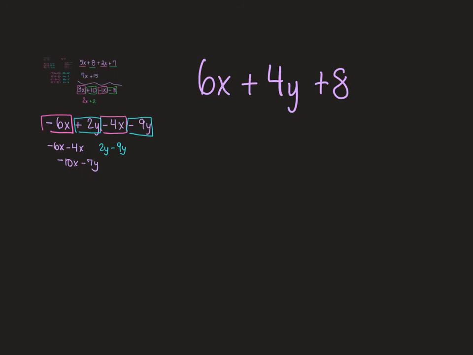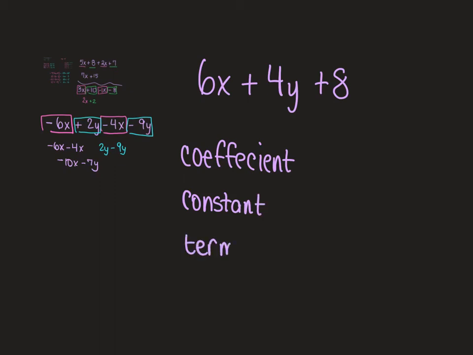Okay, we have some vocabulary. We need to learn what coefficient means, what constant means, and what term means. Coefficients are numbers before letters. They're the numbers that are smushed together. So 6 is a coefficient and 4 is a coefficient. If this had said minus 4y, then the negative would also be part of that coefficient. We would have a coefficient of 6 and a coefficient of negative 4.